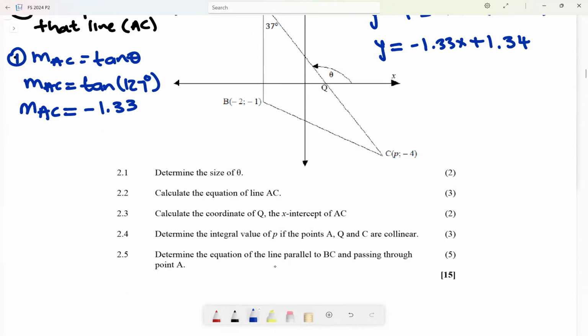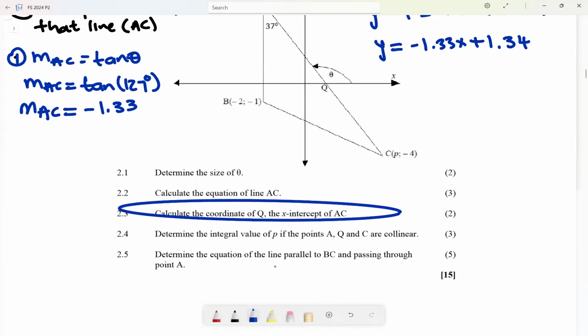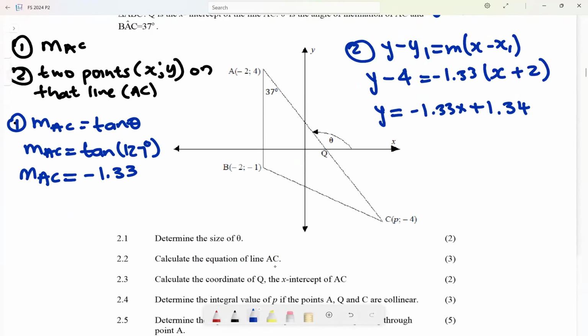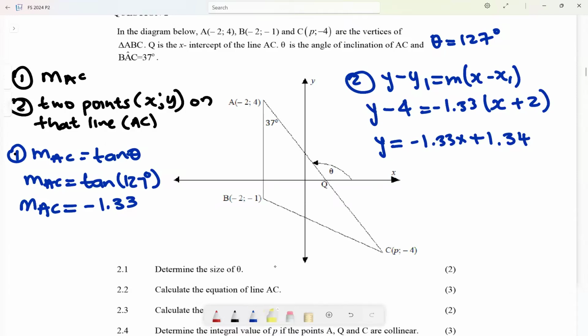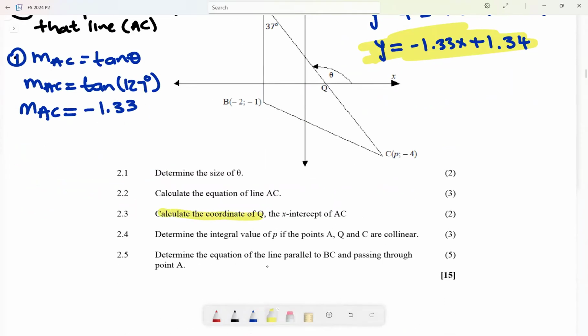Now, what do I need? Calculate the coordinate of Q, the x-intercept of AC. Now, remember, I now have the equation of AC. Okay? I now have an equation of AC. I can get any point. They say, calculate the coordinate of Q, the x-intercept.